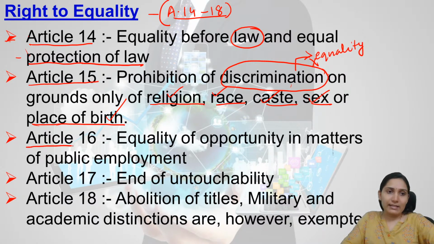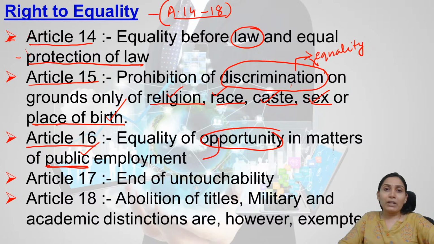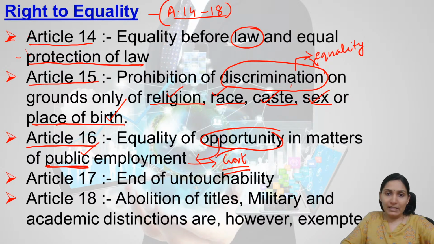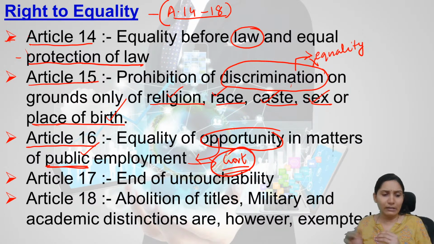Now, Article 16. The third one under right to equality is Article 16, that is equality of opportunity in matters of public employment. Here public employment is important. What does it mean? It means that every person will get equal opportunity in case of public employment. Public employment means employment provided by the government. Now, you are writing this NTA NET examination. Here everybody will be given the same opportunity. Nobody will be treated indifferently.